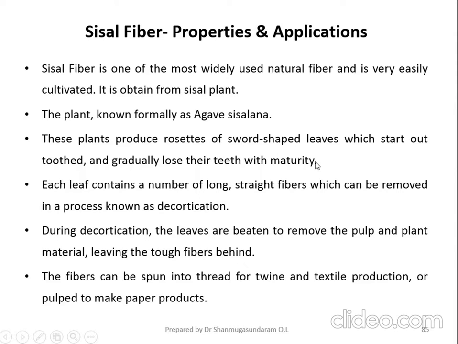So each leaf contains a number of long straight fibers which can be removed by a process called decortication. During decortication, the leaves are beaten to remove the pulp and the plant material, leaving tough fibers behind. So the main purpose of beating the plant is to remove the pulp and the other parts of the plant which are present in the sisal plant. Then only you can get the fiber ultimately.